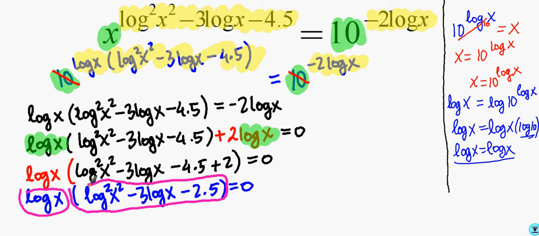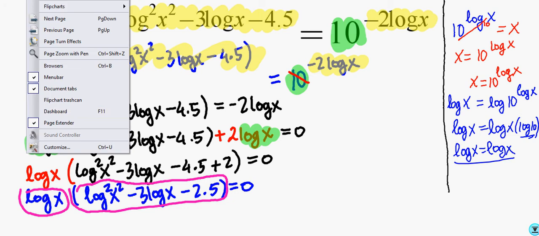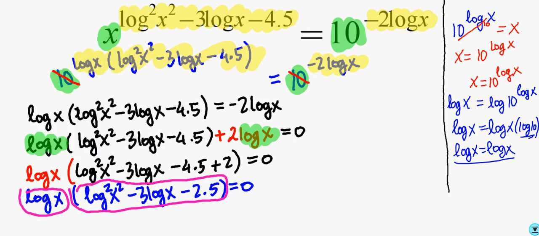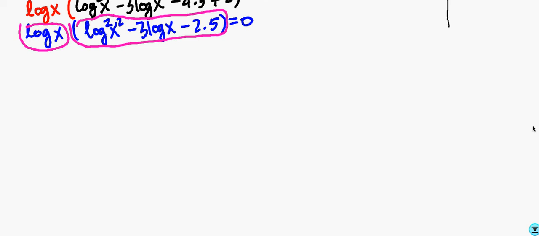So this is really going to become a quadratic equation. So now let me try to scroll down. Oh, here, page extender. That's too much. So we're here now.